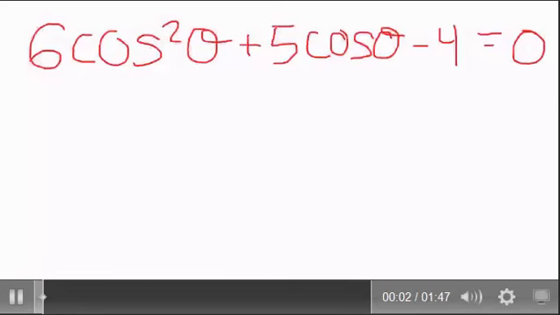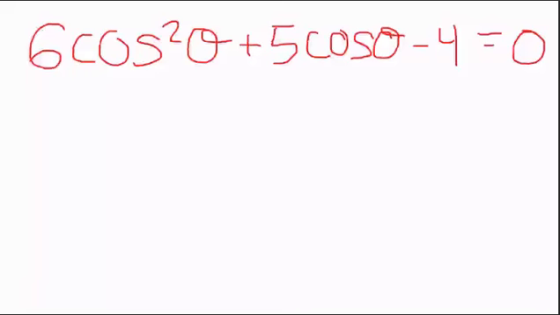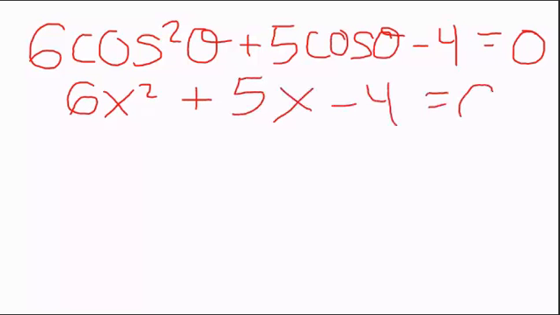The next problem we'll be solving is the second degree equation 6 cosine squared theta plus 5 cosine theta minus 4 equals 0. So the first thing you want to do is rename cosine as x. So it's going to be 6x squared plus 5x minus 4 equals 0.